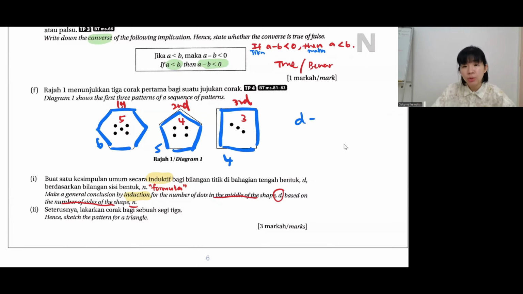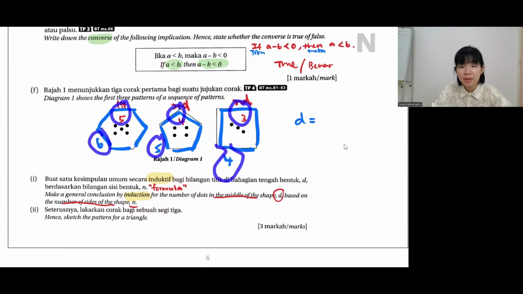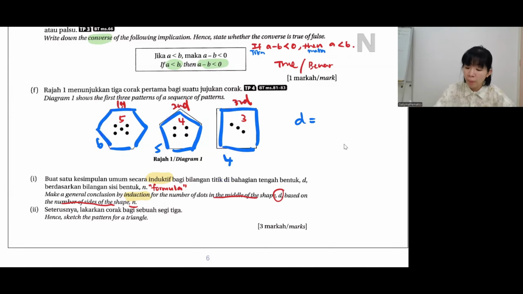So D equals what? You see the dots and the sides always differ by 1, isn't it? This one 6, this one 5. This one 5, this one 4. This one 4, then this one the dots 3. So the dots is always N minus 1. Agree or not? Whatever the number of sides, minus 1 is the number of dots.